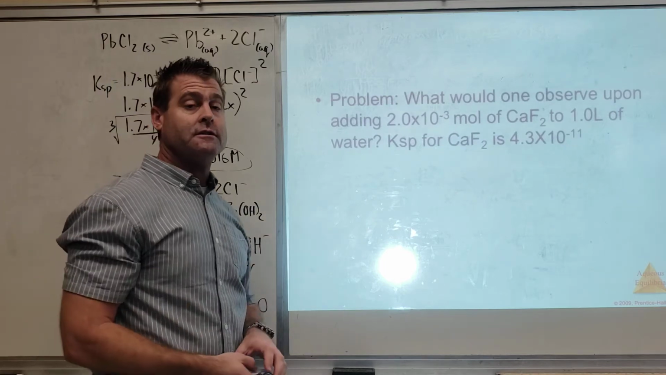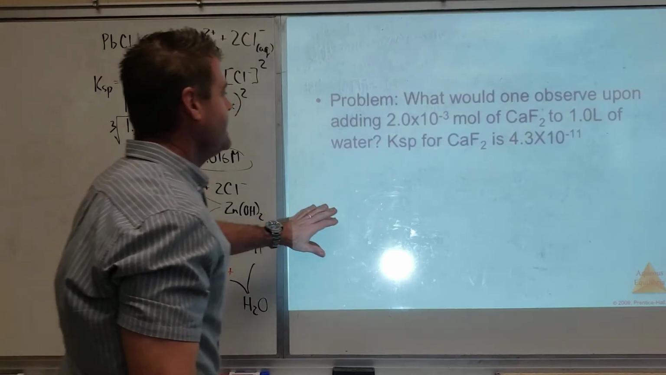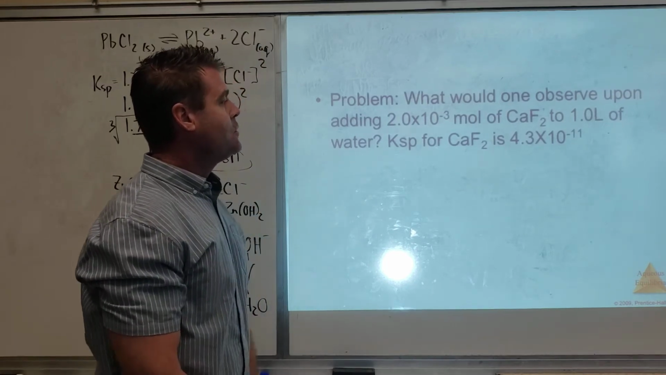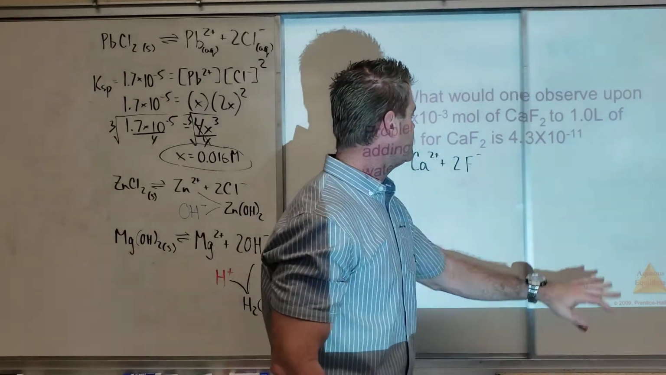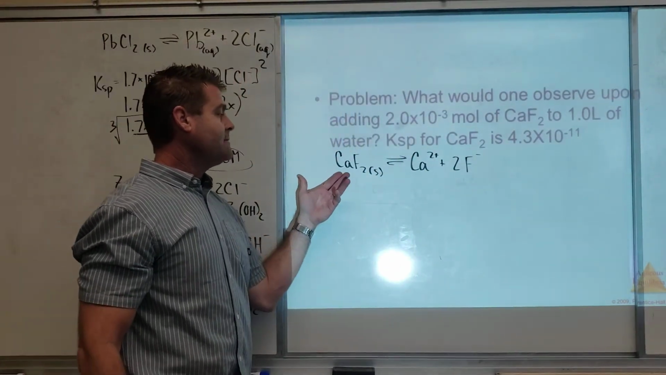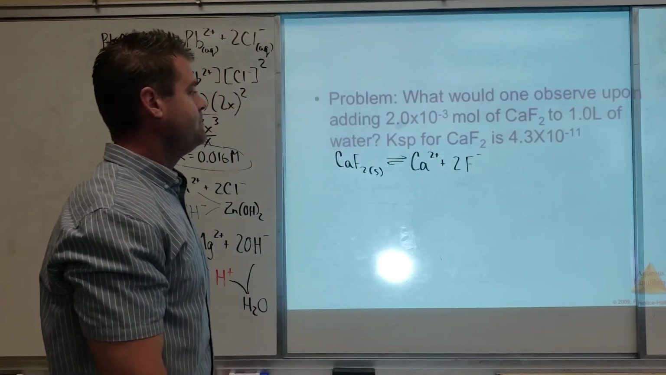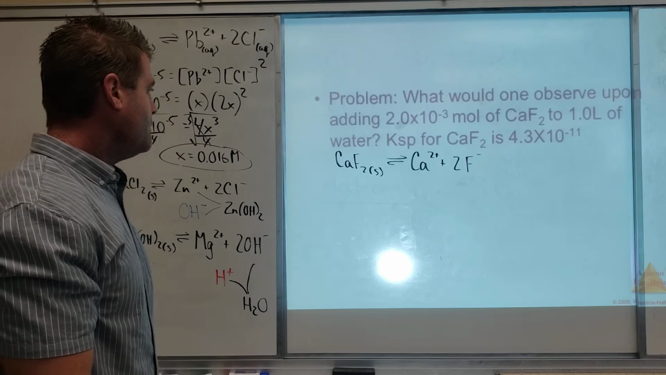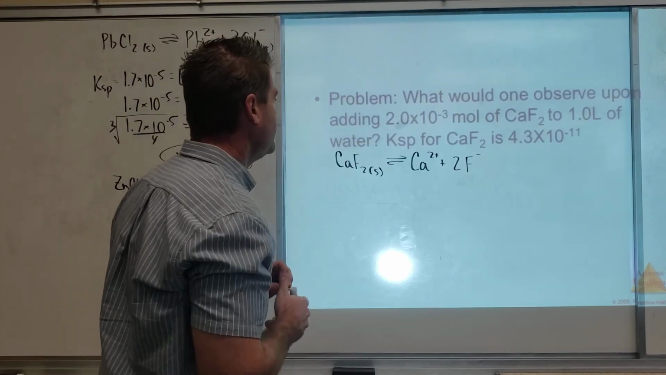Okay, you guys, we're going to finish with one practice problem. So what would one observe upon adding 2.0 times 10 to the negative 3 moles of calcium fluoride to 1 liter of water? And I give you the KSP value, okay? So we should be able to write our reversible reaction. We've got calcium fluoride, some of it dissociates into the aqueous ions. Once again, if you're given the KSP value, I would write a KSP expression.